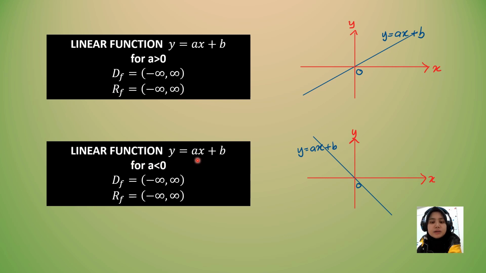Okay, for the other case, for your M, your A is less than 0, A is negative. That means our graph is in the form like this. So your domain, left and right, is negative infinity to infinity, and your range, you can go higher and you can go lower, so it is negative infinity to infinity.